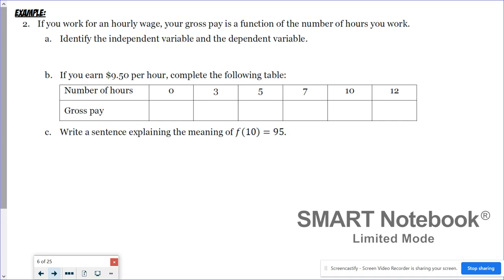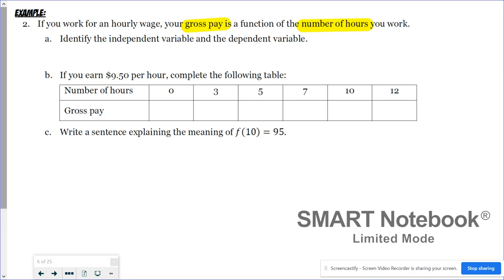So in this example here, we're going to explore a function, it's a contextual verbal function relationship. We're going to talk about our independent and dependent variables, and then we're going to do some interpreting of function notation. So if you work for an hourly wage, your gross pay is a function of the number of hours you work. So there are two quantities involved here. You've got your gross pay, and you've got the number of hours you work. These are your two variables. One of them totally depends on the other.